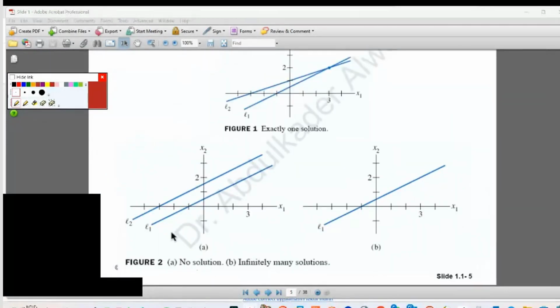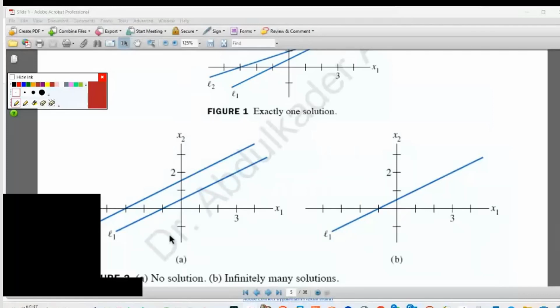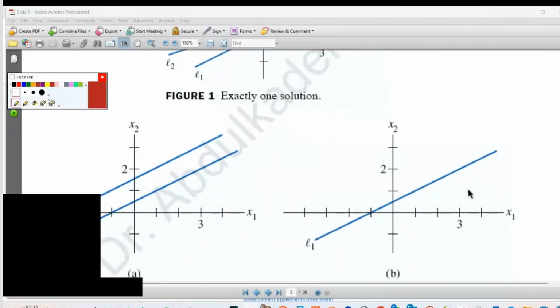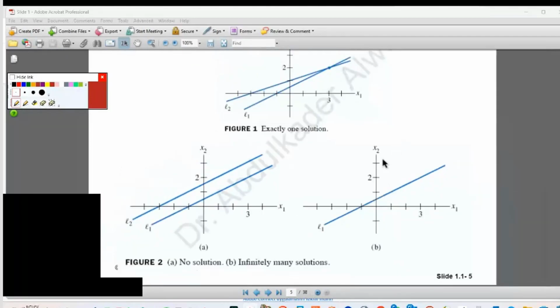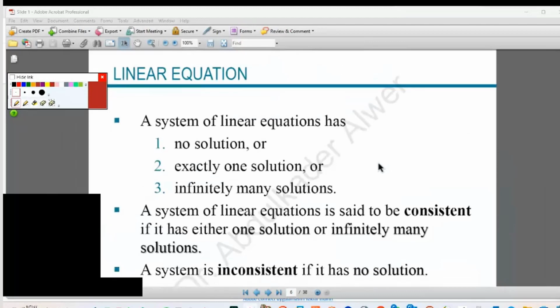Here is another case: there is no solution, there is no cross. Here we have many solutions. See, L1 over L2, so here we have many solutions. So for linear equations, we have either one solution, no solution, or many solutions. By definition, a system of linear equations has no solution, or exactly one solution, or infinitely many solutions.